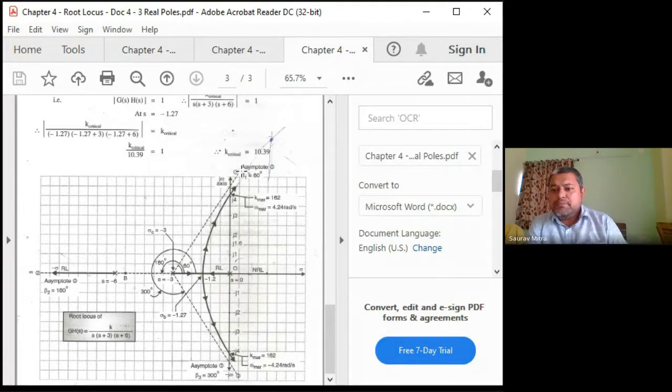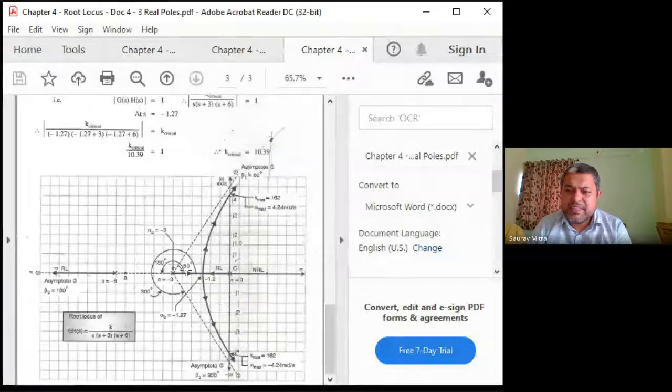So this is a three pole system. Why a three pole system? Because GSH has given us k divided by s into s plus 3 into s plus 6. So the open loop transfer function has three poles. In that case, we will find what is called asymptotes. This is called an asymptote. What is the asymptote angle? Very easily we can calculate.